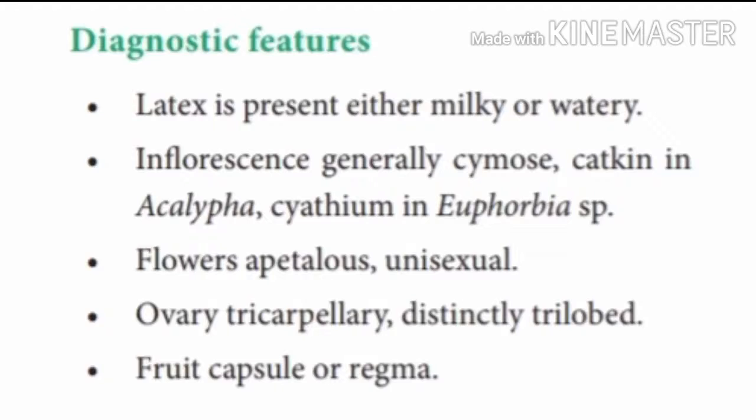The ovary is tricarpellary, with distinct lobes, and the fruit is a capsule or regma. These are the distinguishing characters of Euphorbiaceae. This family is entirely different from the other families in many characters. So differentiate them and learn, which will give you a better understanding.